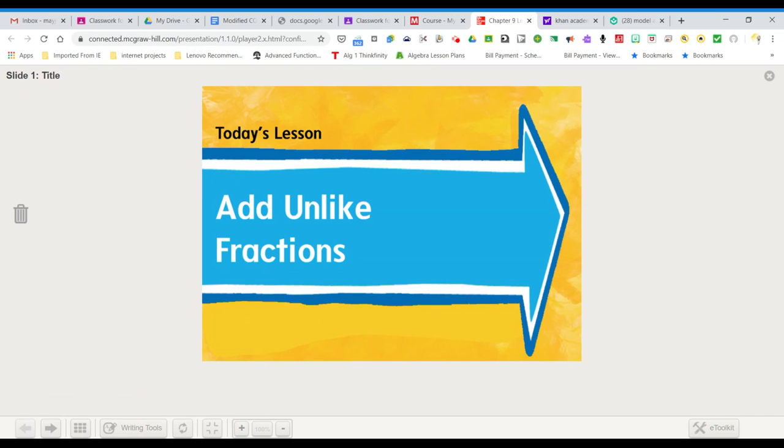Today's lesson is Chapter 9, Lesson 5, adding unlike fractions. So this is a little different than what we've been doing for the last couple of days. We had adding like fractions before. Today we're doing unlike fractions. What do you think that means? You are saying yes, denominators that are not the same. You are correct. So that's our focus for today.